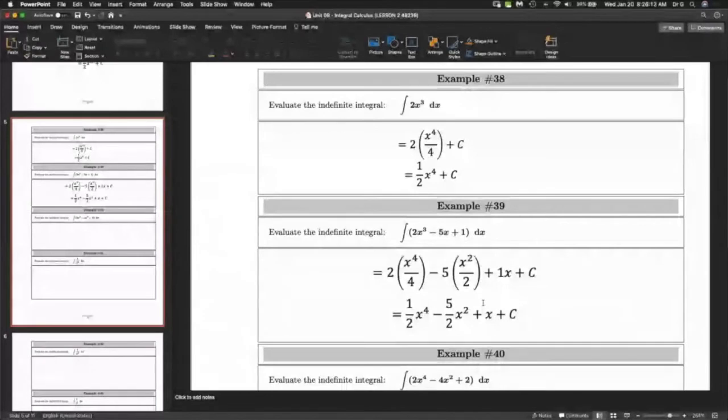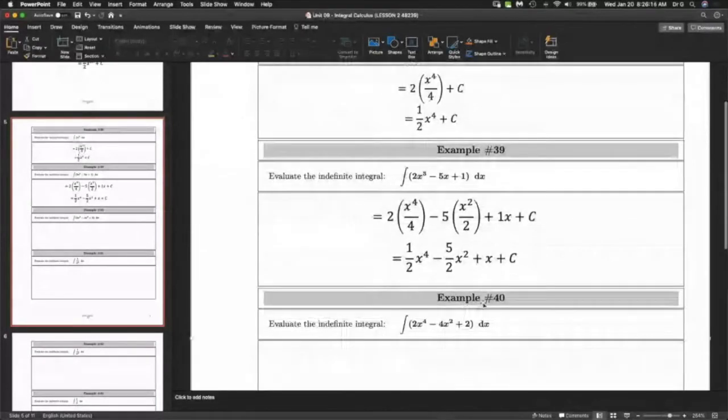And the next question is the same idea. It's another polynomial.